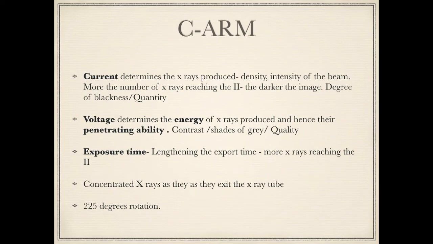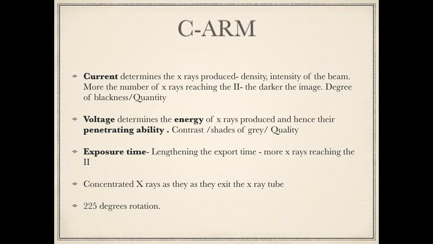When we alter the current, whether we increase or decrease the current, the intensity of the X-ray beam being produced by the X-ray generator changes. So the more the current, the more the intensity or the density of the beam. This would mean that more of the X-rays would be reaching the image intensifier. And what this alters is the degree of blackness of the image, or the quantity or the intensity of the X-ray beam. So that's how current is used.